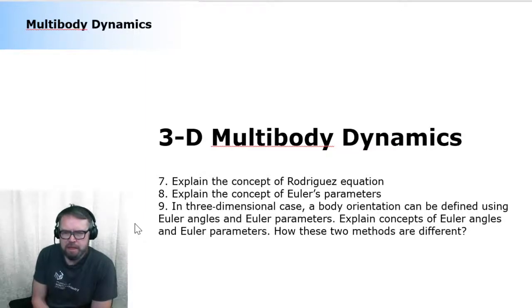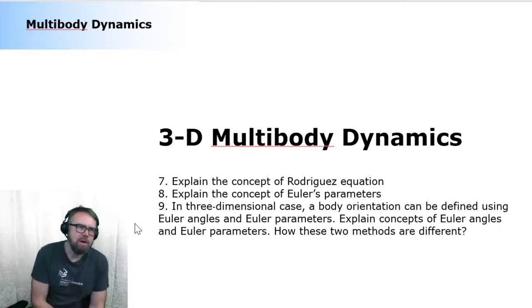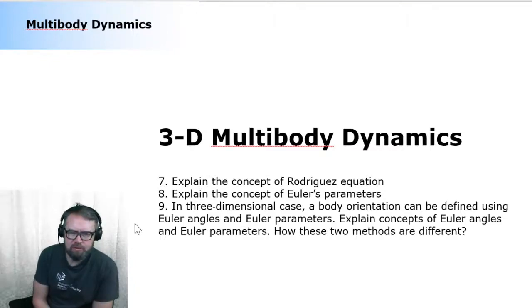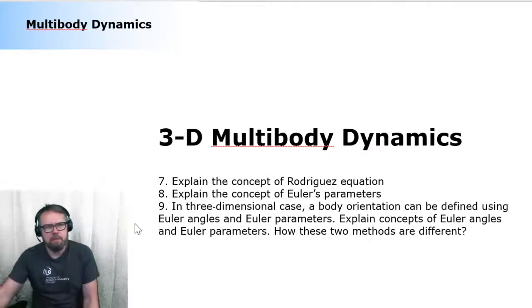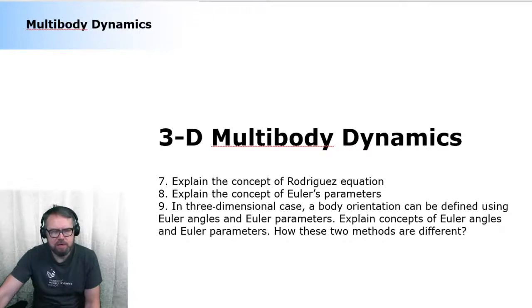Very different stories. In three-dimensional case, body orientation can be defined by using Euler angles and Euler parameters. Explain the concept of Euler angles and Euler parameters. How these two methods are different. Well, they're very different, as you will learn very, very soon. Okay, but with that, let's get started from Rodriguez equation.